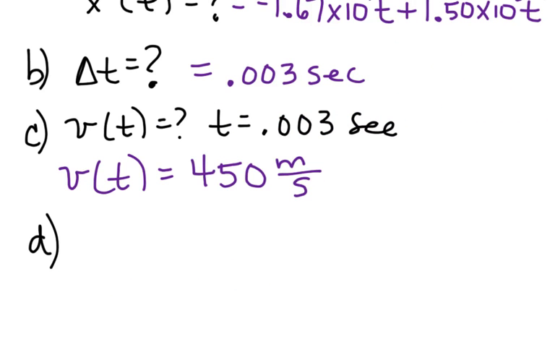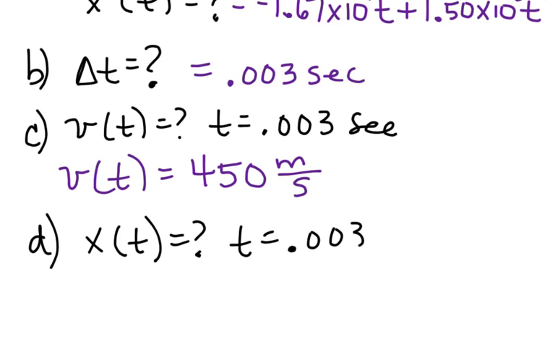And lastly, for part D, what is the length of the barrel? Or what is your position as a function of time when you travel a total time of 0.003 seconds?